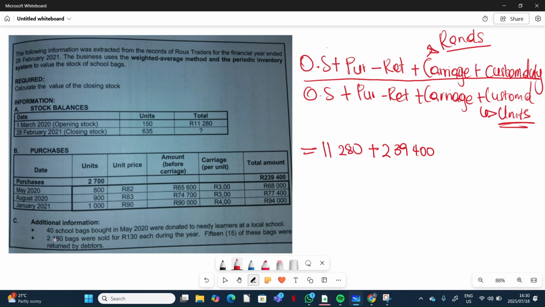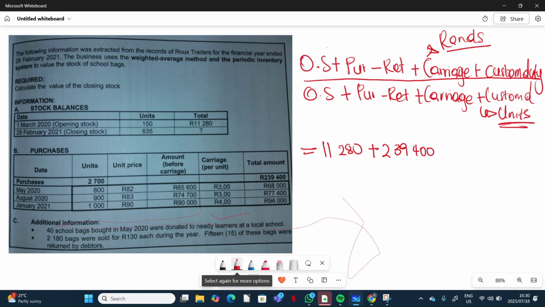They're saying here that 40 school bags bought in May 2020 were donated to needy learners at a local school. Let me explain something. Donations are regarded as returns, basically, because we didn't sell them. I don't want to say we returned them, but we donated them. So with anything with donations, you also need to subtract them, because donations are deducted from the actual cost of sales of each item. We gave them away and didn't sell them.